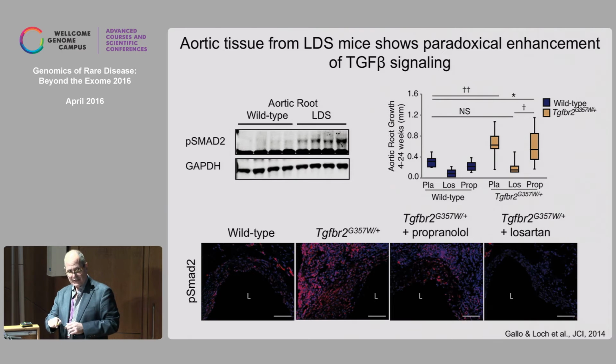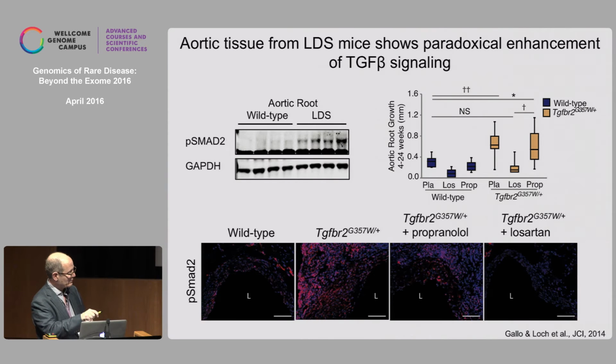root, which again you can see is very elevated in Loeys-Dietz syndrome mice that did or did not receive propranolol. So the agent that did not have a protective effect is associated with residual high TGF-beta signaling. The one that showed complete protection completely abrogated TGF-beta signaling.